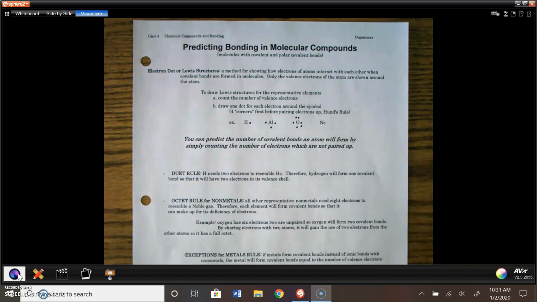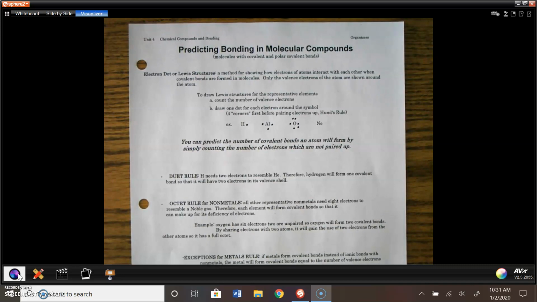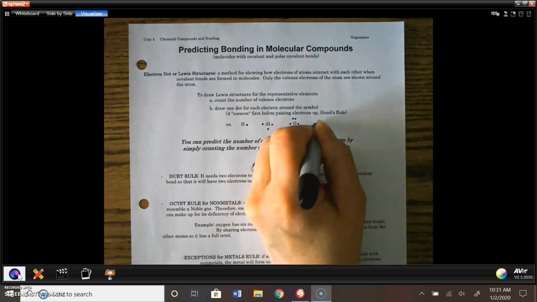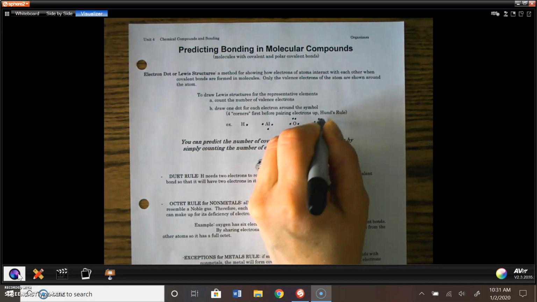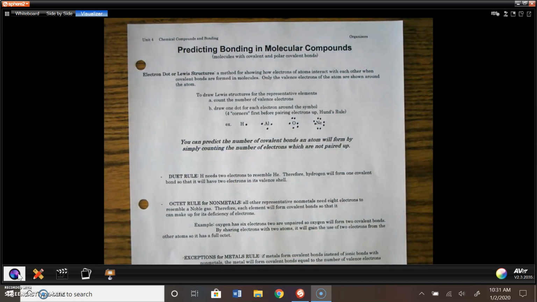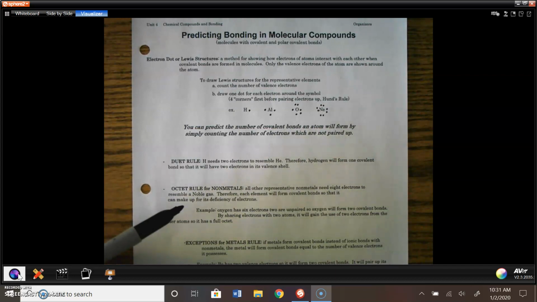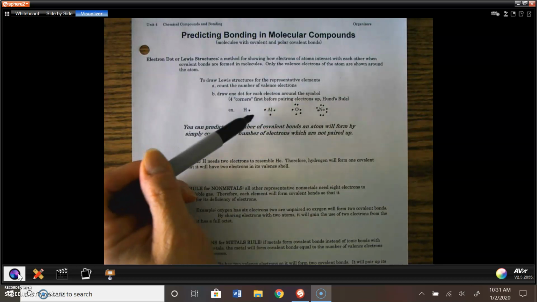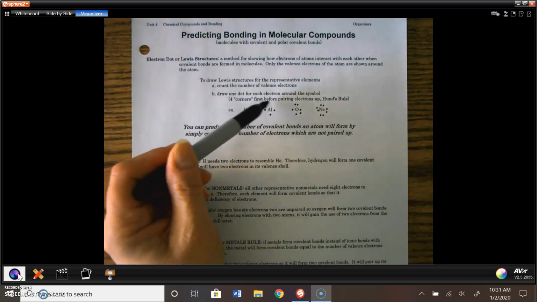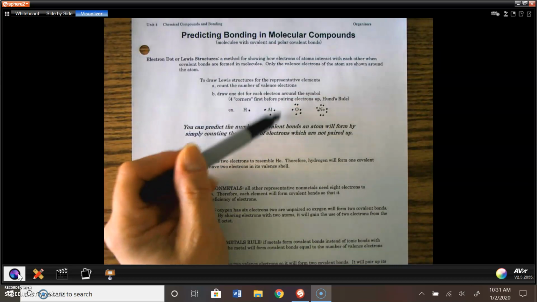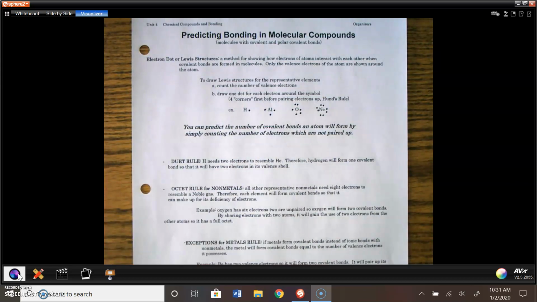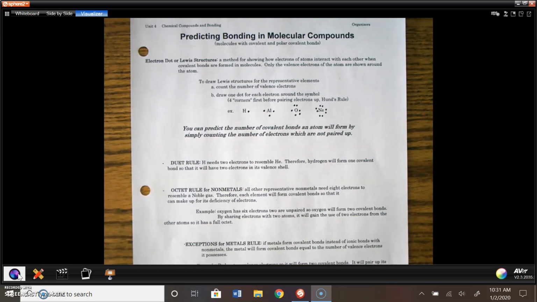Keep Hund's rule in mind. And then we get to neon, which has 8 electrons, and so it's got a full valence shell. So we talk about rules like the duet rule, the octet rule, and the exceptions for metals rule. Hydrogen tries to get a pair of electrons. Aluminum is a metal, so what it does is it just pairs up those 3 unpaired electrons. So aluminum's happy if it has 6 bonds.